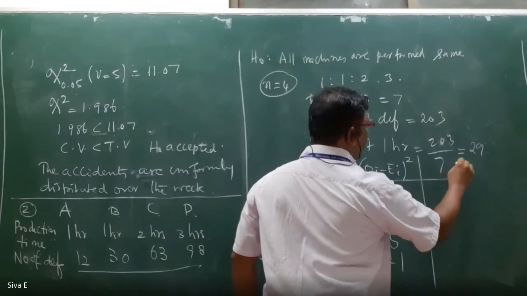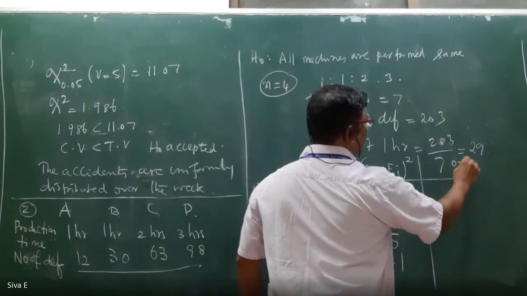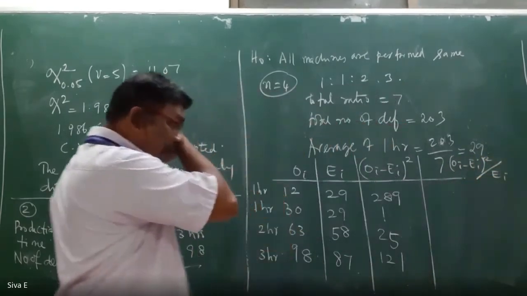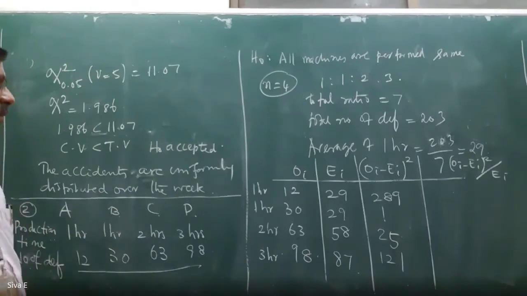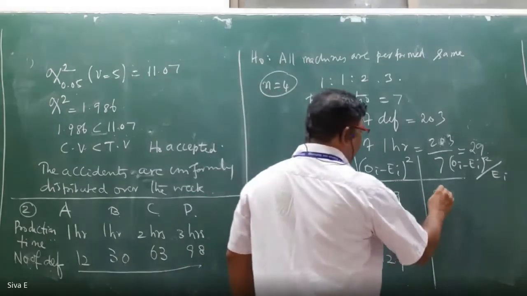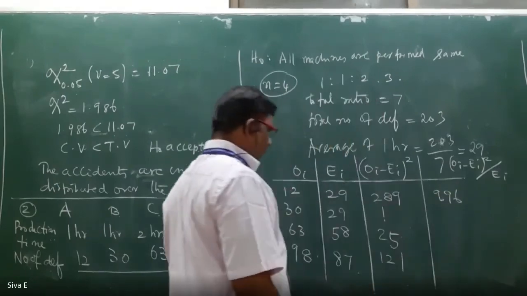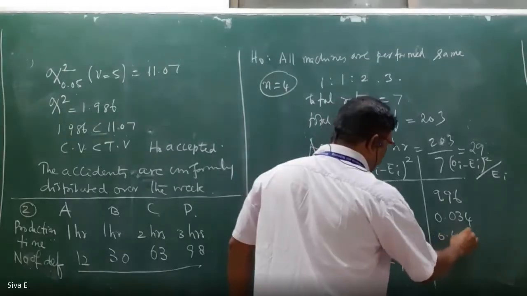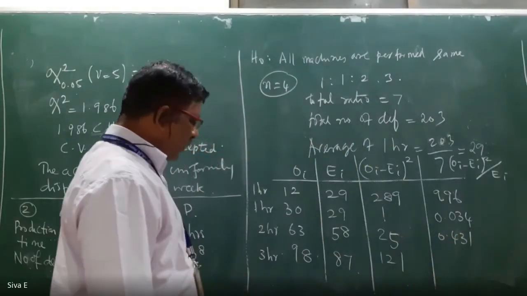The last column is OI minus EI whole square by EI. So 289 by 29 is 9.96. Second one is 0.034. Third one is 0.431. Last one is 1.39.